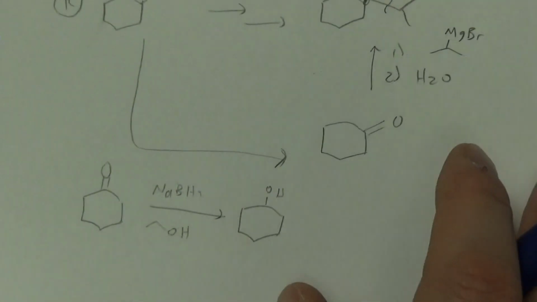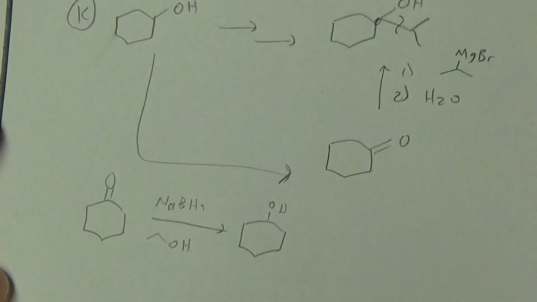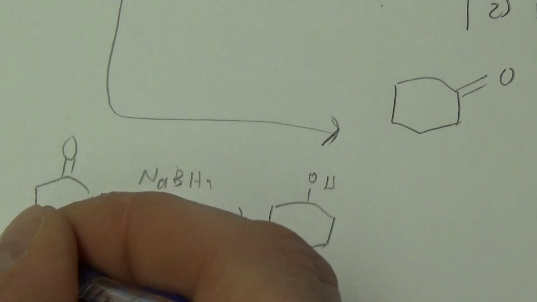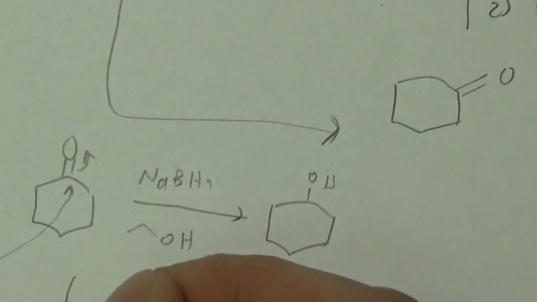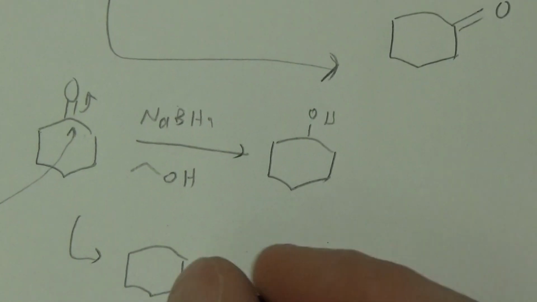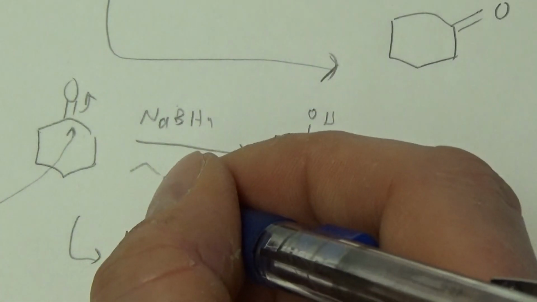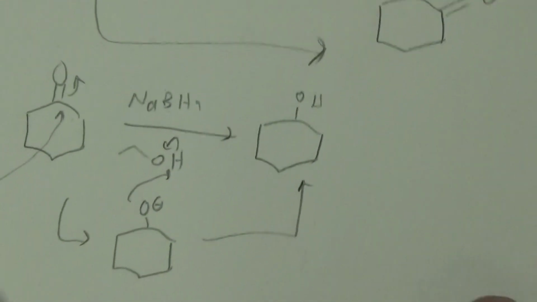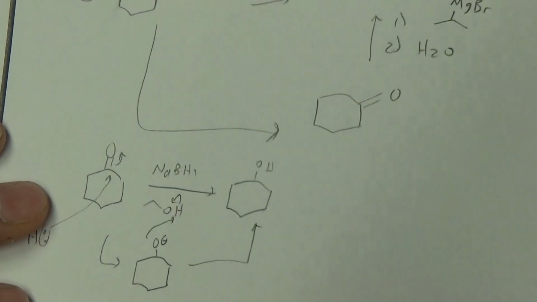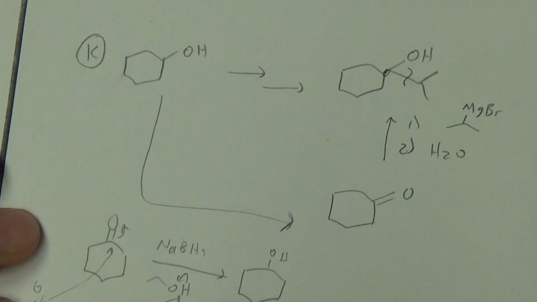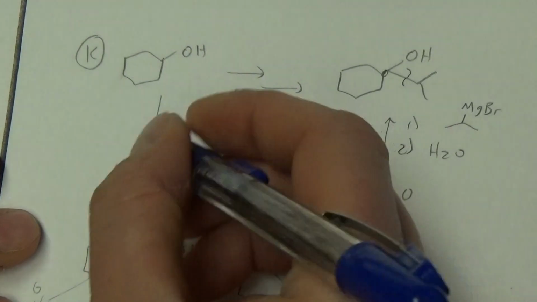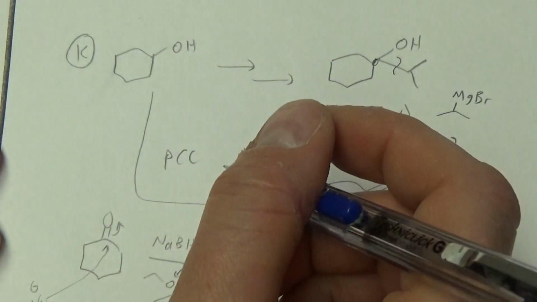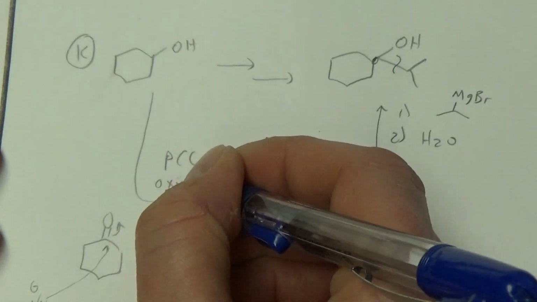Whoops, sorry, I didn't draw it. If you have a ketone and you want to make an alcohol, NaBH4, the mechanism is H minus attacks, and you make an alkoxide, and then it gets the proton, and then you make the alcohol. But that's not what we're doing. We're going the other way, from an alcohol to a ketone, so it's an oxidation, and you use PCC. PCC is a chromium reagent. That's a good oxidizing agent.